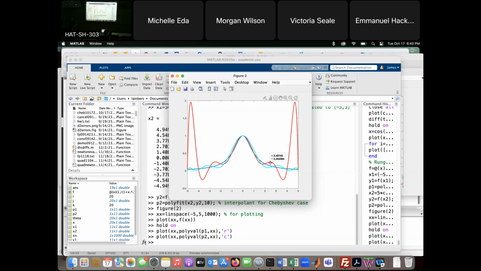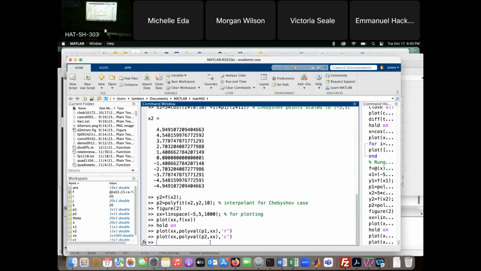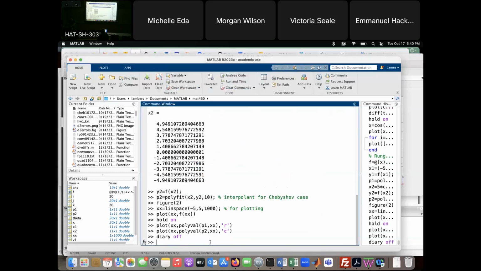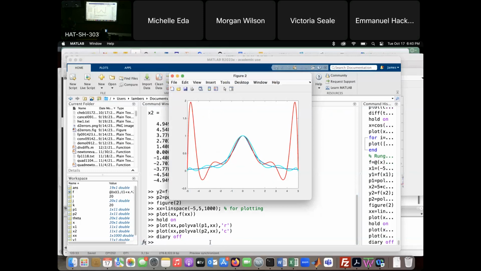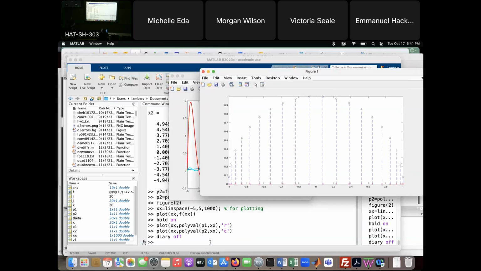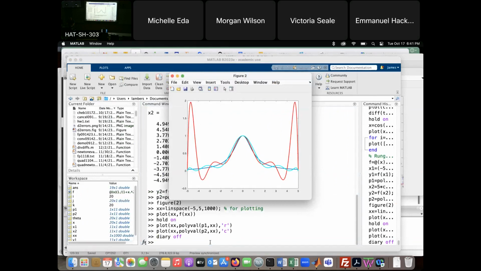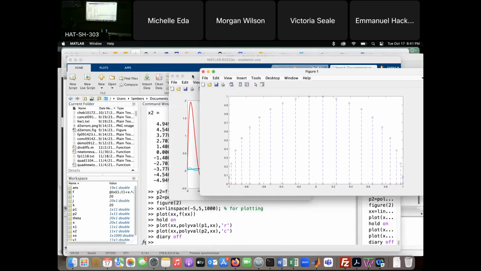What I'm going to do is I'll post a diary, but I'll also post this figure. I mean, both figures. Okay. So do I have both? Yes, I have both. Okay.